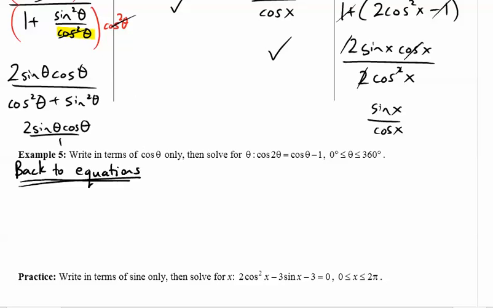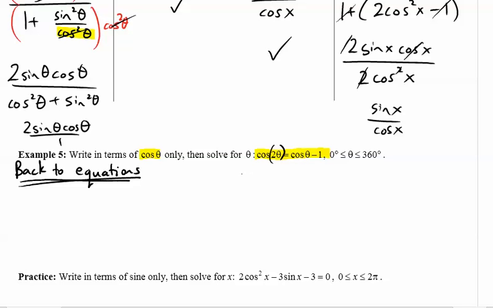Now it says write it in terms of cosine theta only, and you look at the equation and you're like, wait a second, this is already cosine theta only. There's no sines. What are they talking about? Cosine 2 theta does not count as cosine theta. It's a totally different function. It has a totally different period. So we need to change the cosine 2 theta so it only has cosine theta.